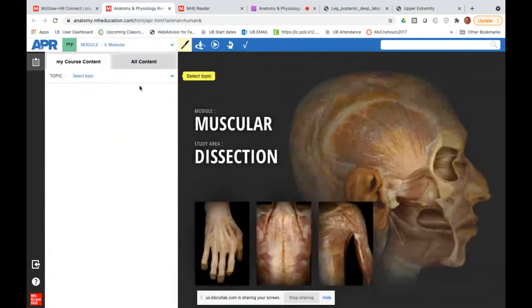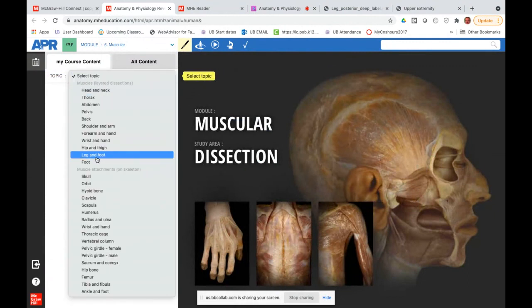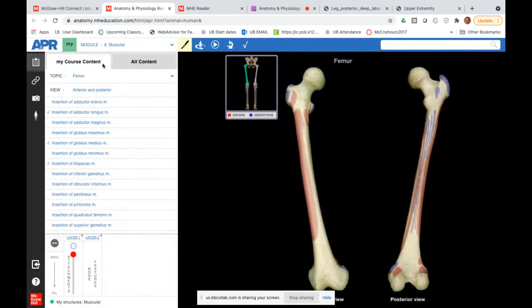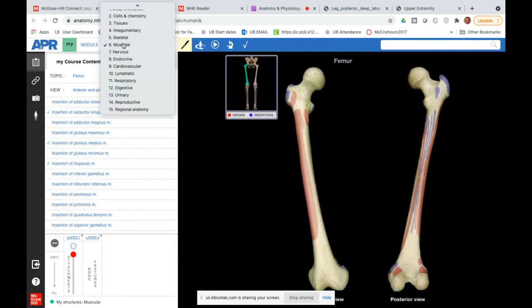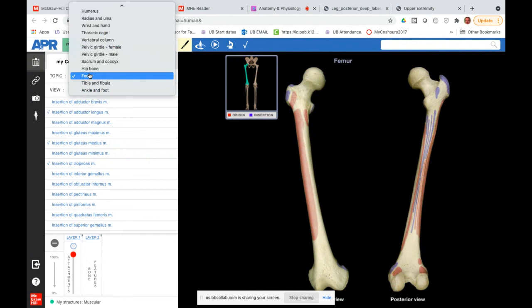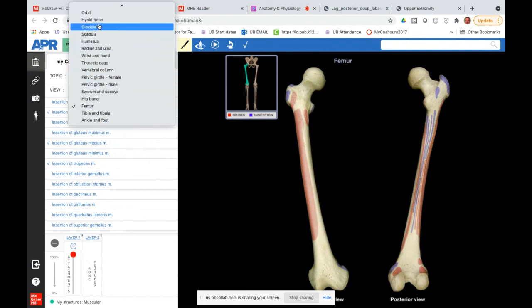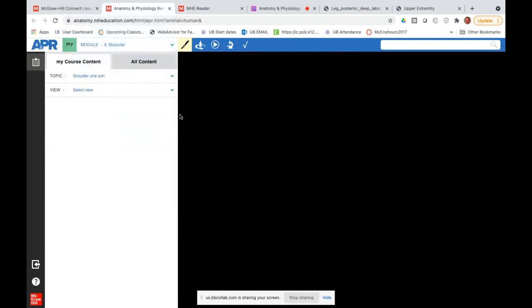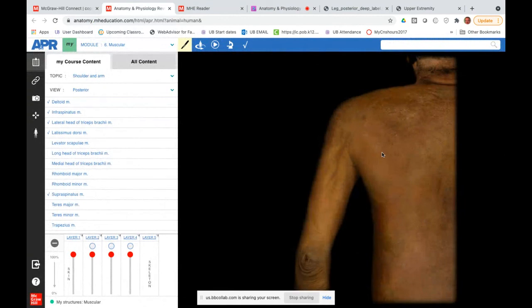Let's look at muscles. Let's select the topic. Let's go to femur. Actually, let's go back to muscles for a second. For the topic, let's go to shoulder and arm, because this will be what my next video comes from. Select view, we'll look at it from the posterior. So here's what you get.